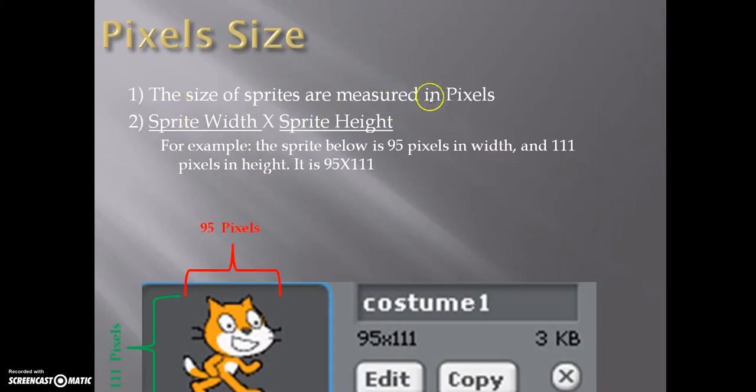The size of sprites is measured in pixels, width times height. You always do the width first, then the height. If you look at this here, it's 95 times 111. Width times height. This is important. We have a lot of questions like this. The width comes first. And your stage is measured 480 by 360, so you always take your width first and then your height.